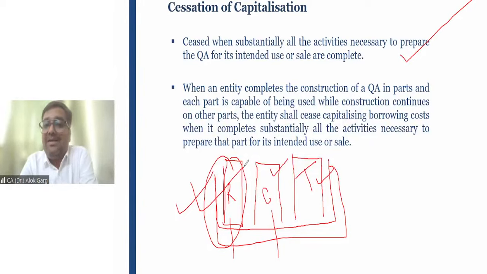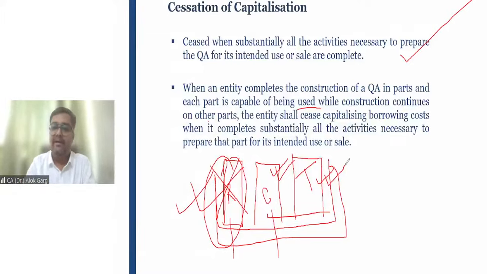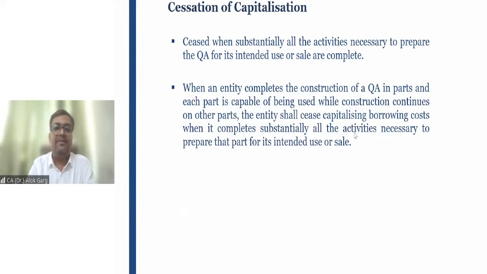So when an entity completes the construction of a qualifying asset in part and each part is capable of being used while construction continues on other parts, because this residential building has nothing to do with the commercial and theater, as it is used for living purposes, right? If each part is capable of being used while construction is going on other parts, the company has to stop capitalization of the borrowing cost on the part which has substantially completed. And on other parts, the company will continue capitalizing the borrowing cost on a pro rata basis. Is that clear? This is what is given in Ind AS 23.